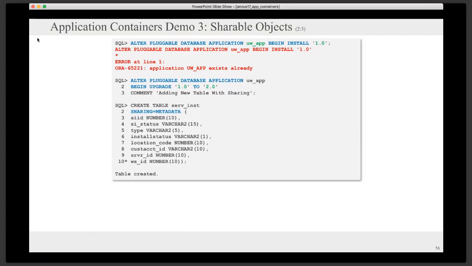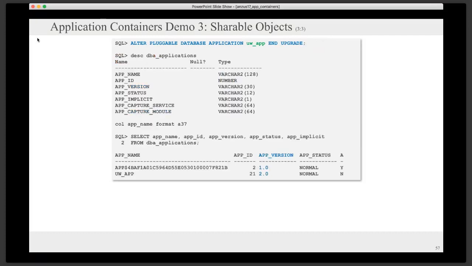Let's go to 3.3, and I now end the upgrade. I do a describe on DBA applications so you can see what's there. In terms of the columns, I do a select from DBA applications and had version 1.0, and I have now upgraded it to version 2.0.